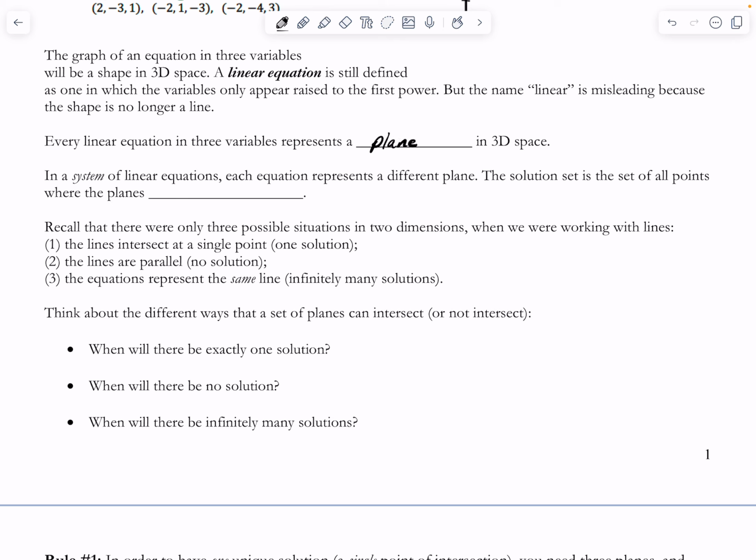All right, so every linear equation in 3 variables represents a plane. Go back to your geometry days, in 3-dimensional space. All right, so when we have a system of linear equations, each equation represents a different plane. And so the solution set is the set of all points where the planes intersect.